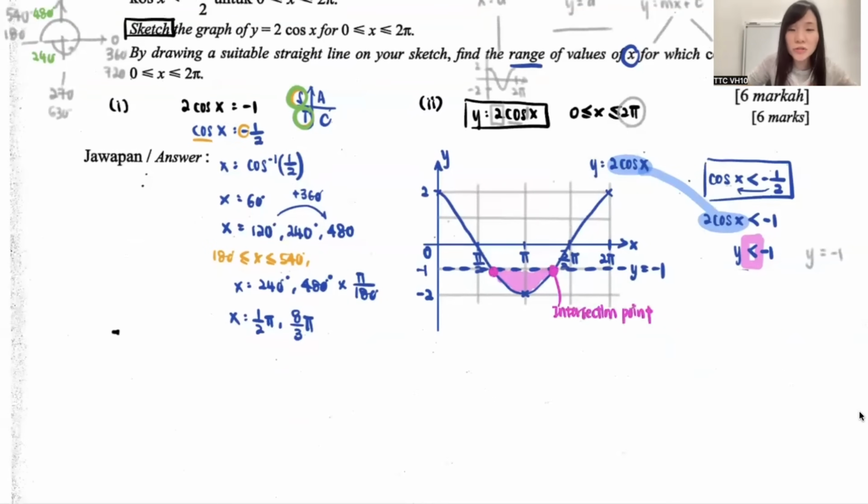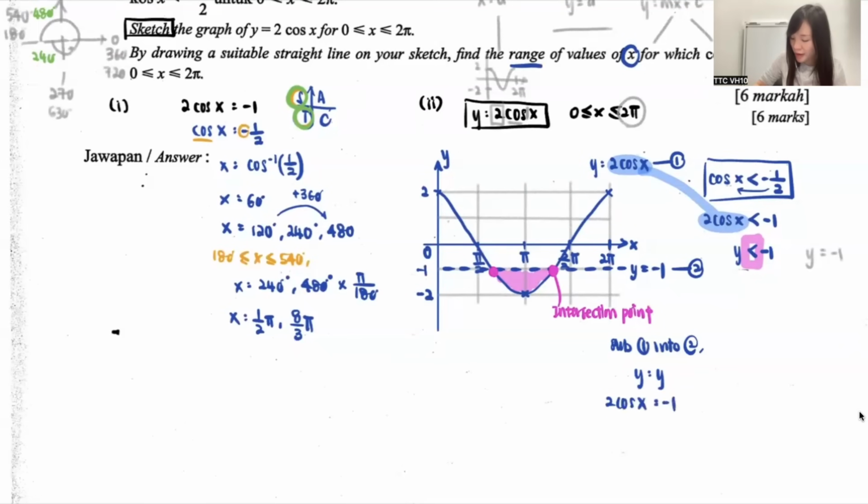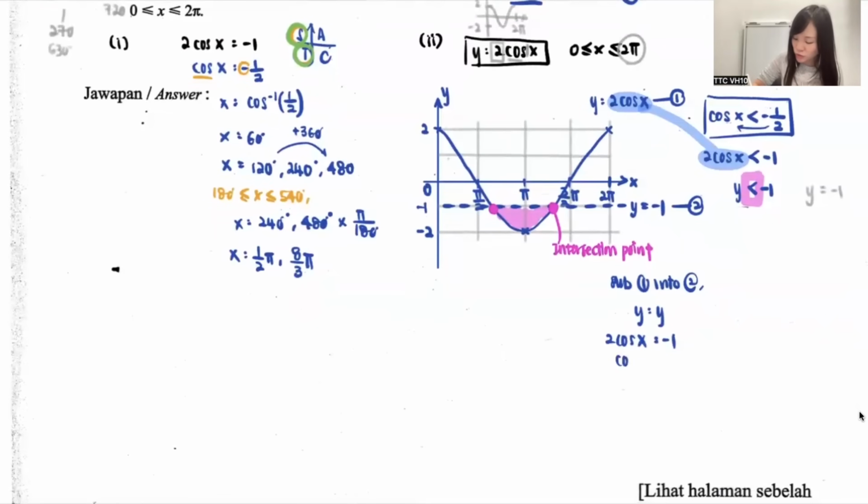So now what can you do? Intersection point always can do simultaneous equation. So I can call this equation 1, and I can call this equation 2. I can sub 1 into 2. You can see that? I can combine them, so y equals to y. One of the equations I write on the left, another one I write on the right. So guys, if I do this, isn't it totally the same as the previous one?